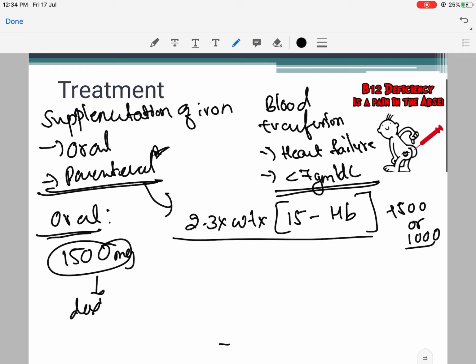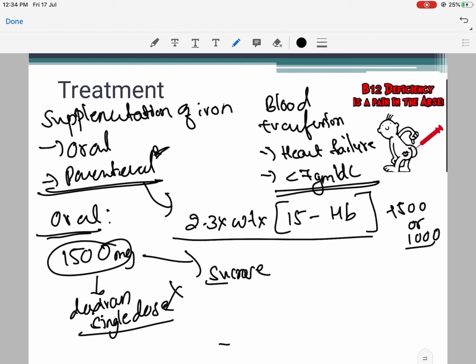If you are using dextran, then you can give it in a single dose. But dextran is associated with various side effects, so we don't use it commonly. The other thing which we use is iron sucrose. Now for iron sucrose, generally what they mention is that you need to give 200 milligram in multiple sessions over 4 to 5 days, and 200 milligram is to be given over 4 to 6 hours. So before starting iron dextran or iron sucrose, you need to give a 25 milligram test dose. Now the 25 milligram test dose is given IV and not subcutaneously.